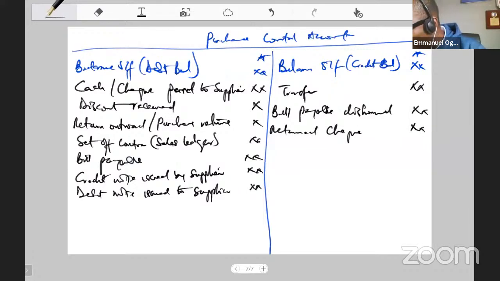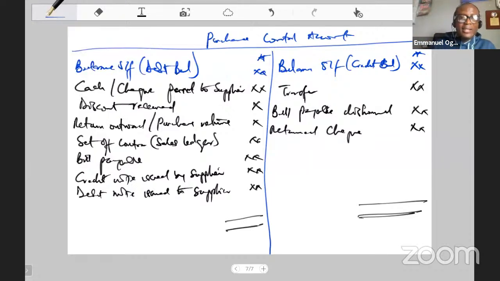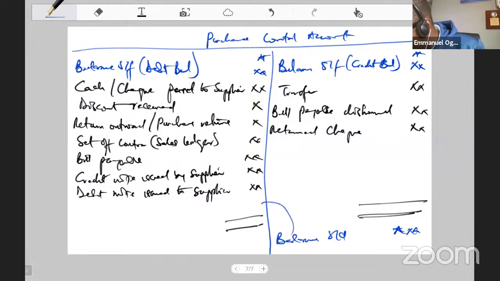Now, from what we did the last time, I told you that the examiner can give you the balance at the end. So if the examiner decided to give you the balance at the end for purchases, it will be on this credit side. Balance brought down, you write the amount there. But know that there can't be a balance brought down without a balance carried down. Did you get that?